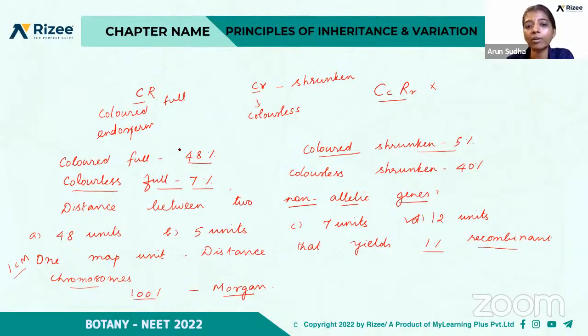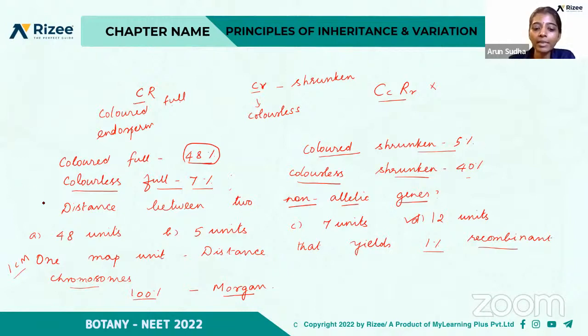Colored full is 48%, colored shrunken 5%, colorless full 7%, and colorless shrunken 40%. Among these, colored full is of the parental type, and colorless shrunken is also of parental type, right? Because we are crossing these two. But colorless full and colored shrunken are the recombinants that are formed.